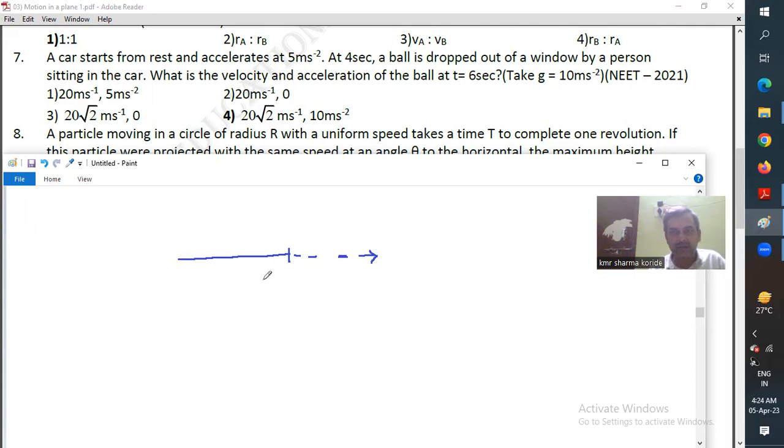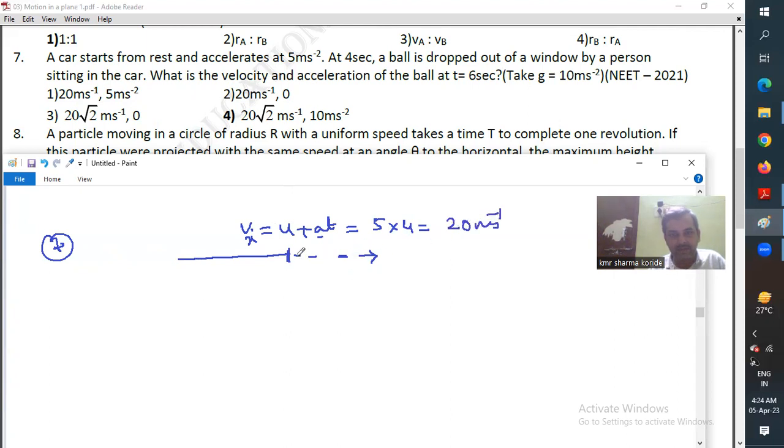This is given in NEET 21. Therefore, first try to get the velocity it is going to acquire after 4 seconds. Question number 7. Making use of V is equal to U plus AT, this is the horizontal direction only. Starting from rest means U is 0, acceleration is 5, time is 4 seconds. Therefore, it is going to acquire 20 meters per second.